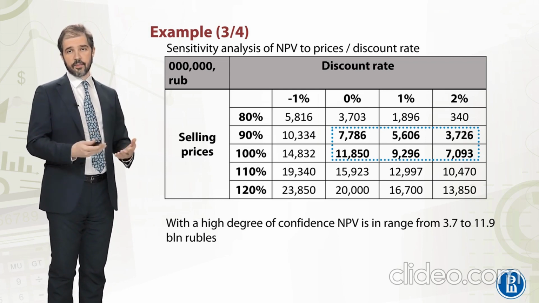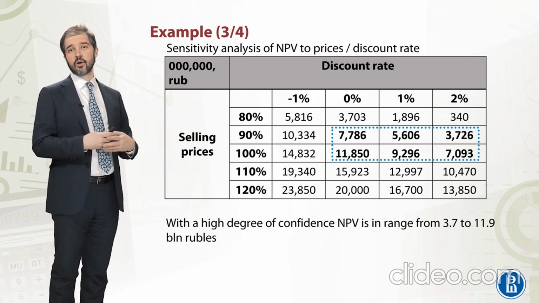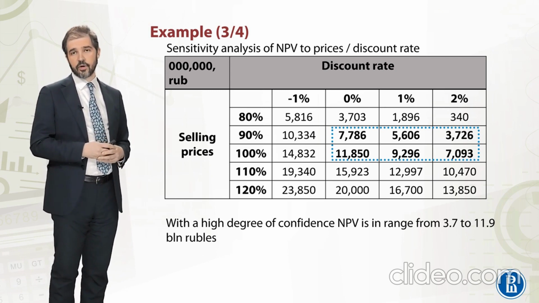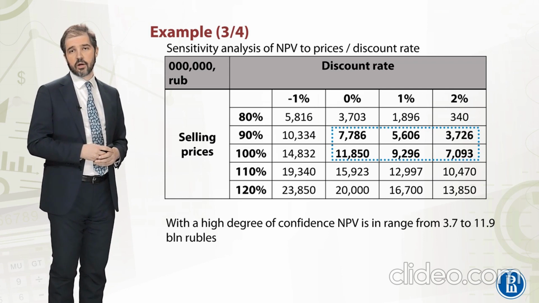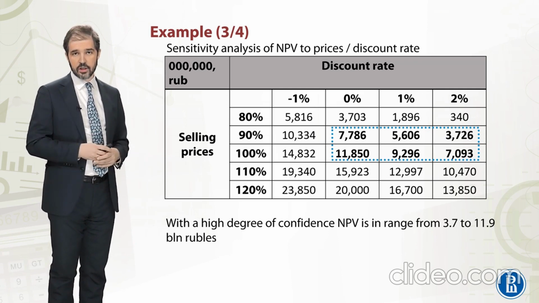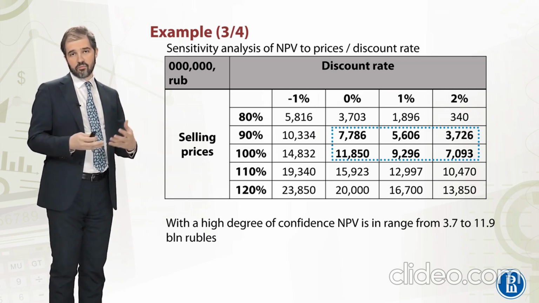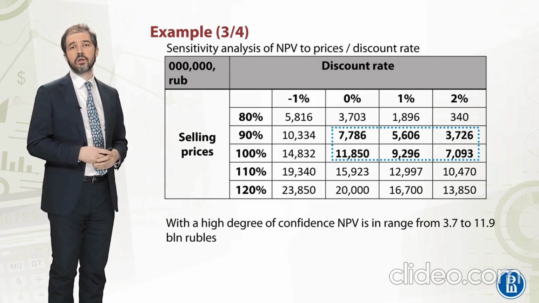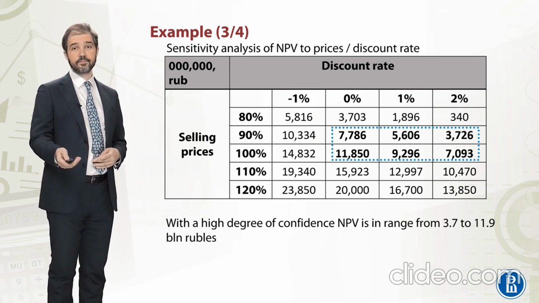Certainly this will be quite a conservative scenario, and this will be the minimum figure in your reasonable range. So this will be 3.7. If you do not change discount rate, if you do not change selling price, you have more or less optimistic NPV of 11.9 billion rubles.